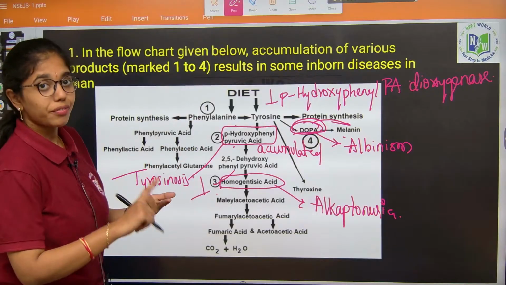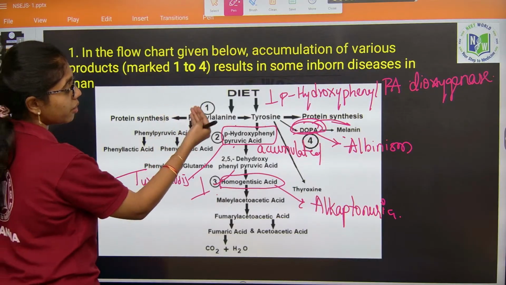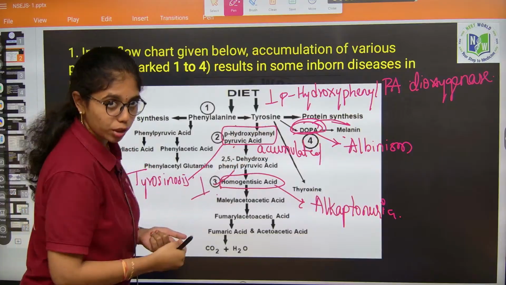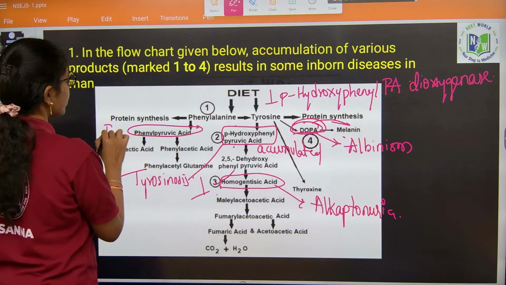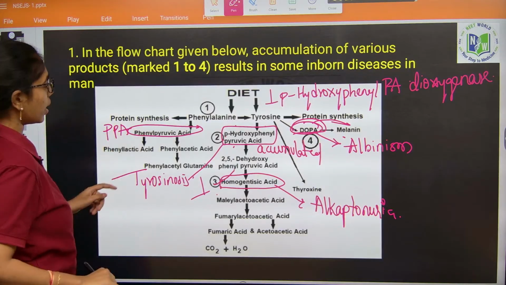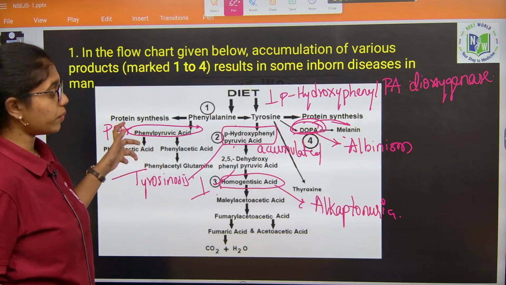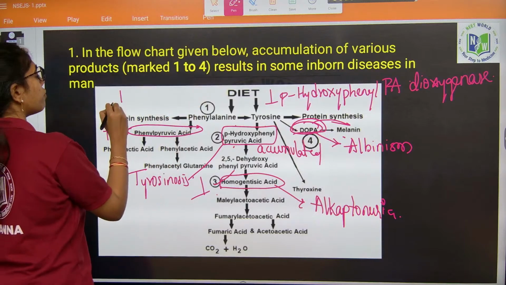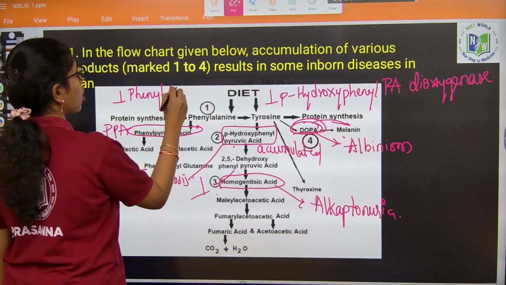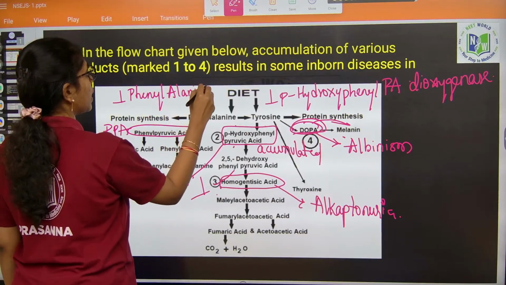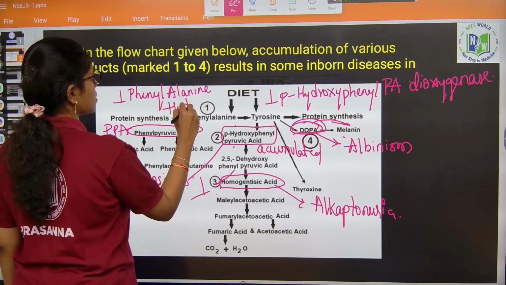Once again, let us quickly recall the question. First is phenylalanine metabolism, wherein phenylalanine has to get converted to tyrosine, but then this is getting stored in the form of phenylpyruvic acid. It gets stored in the form of phenylpyruvic acid because of the deficiency of what enzyme? Phenylalanine hydroxylase.